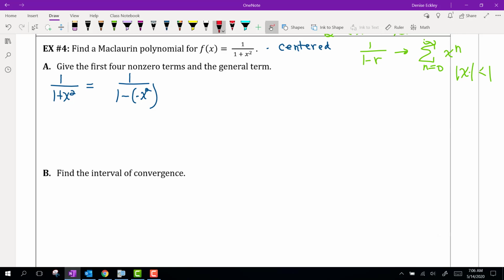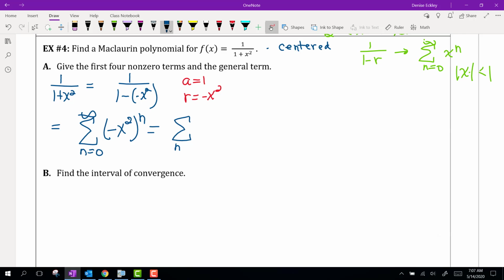So what this gives us then is an a of 1, and our r is now going to be negative x squared. So now we can write the terms. Our geometric series is going to be the sum from n equals 0 to infinity of negative x squared to the n. Writing that a little nicer, we have this alternating series, so we can pull our negative out, and then we have x to the 2n power.